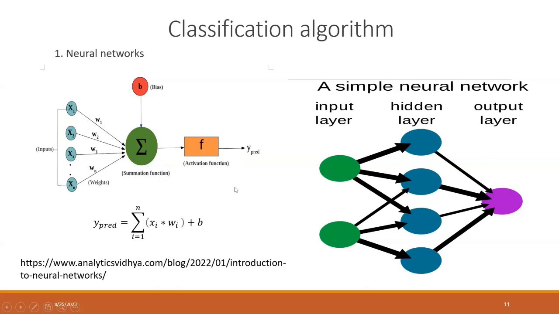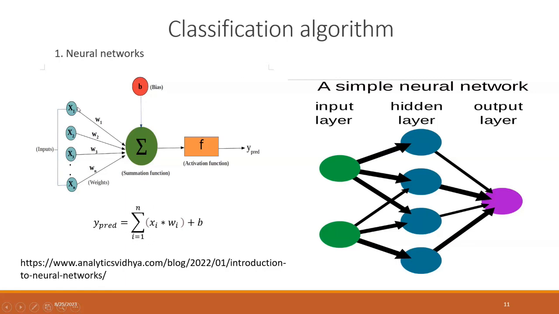What is the role of the activation function? There are different types of activation functions, and each has a specific role. We have ReLU, the rectified linear unit. We have tanh, the hyperbolic tangent. We have sigmoid. These different activation functions help us give a predicted output. So how is this predicted output calculated? It is calculated as y predict equals the summation from i equals 1 to n.